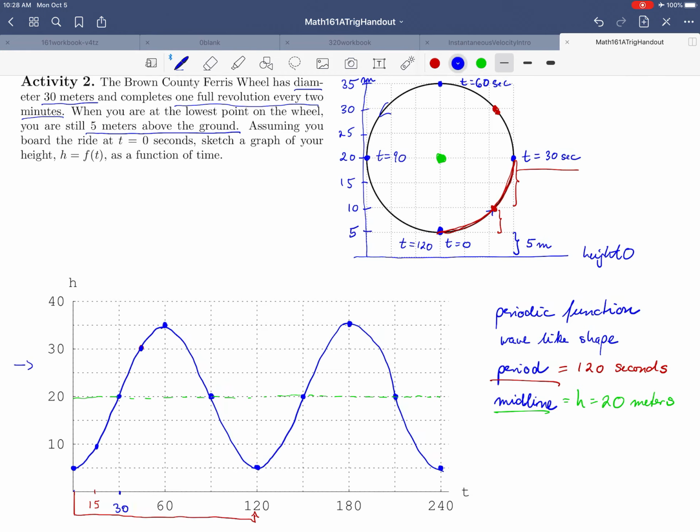And then a third important point is the amplitude of this function. And the amplitude is the vertical distance between the function's maximum value and the midline. So it tells us how far above the midline we get at most. And incidentally, that's also the same as the distance we will dip below the midline. But in our case, it represents the radius of our Ferris wheel, and that is 15 meters.